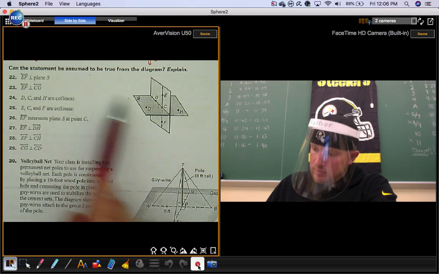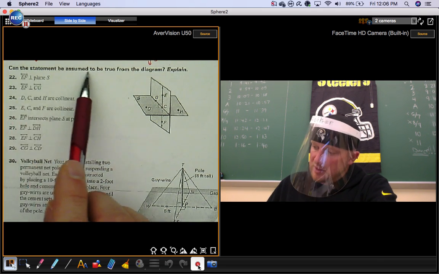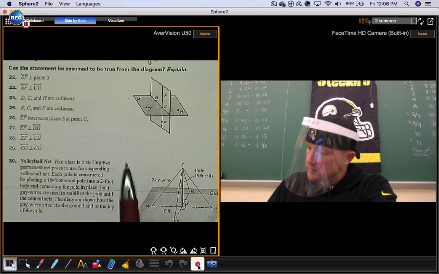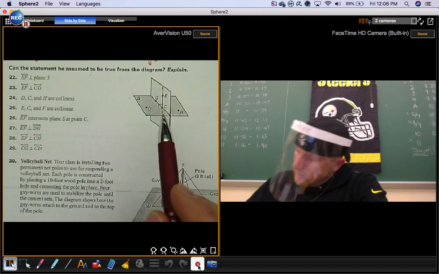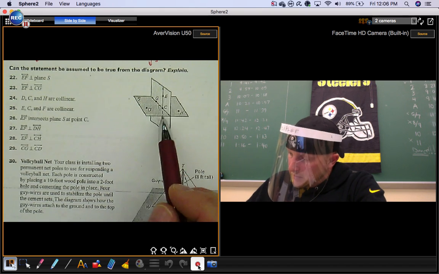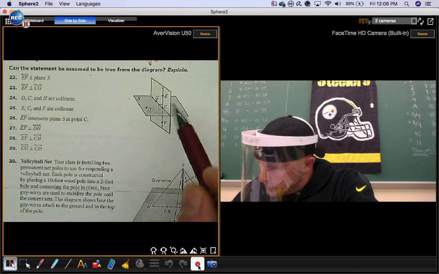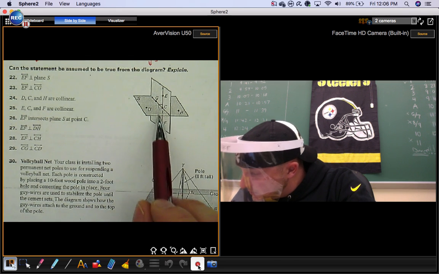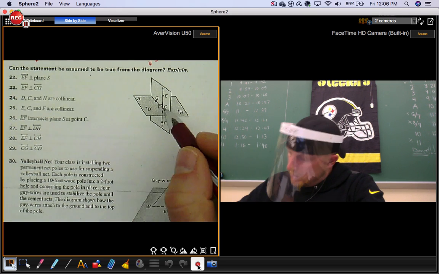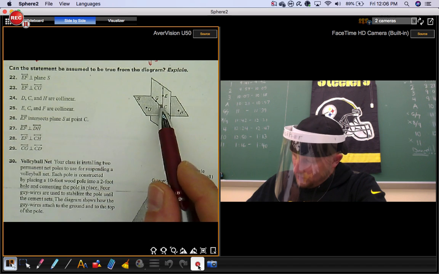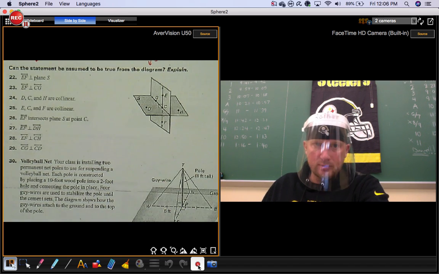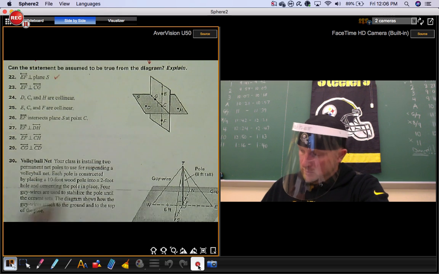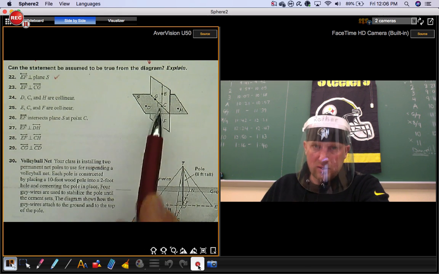Here's a diagram. Can the statement be assumed to be true? And then it says explain. Here's line EF. Is it perpendicular to plane S? Sure does look like it. That's what that perpendicular mark is there for. So the perpendicular mark is your explanation.